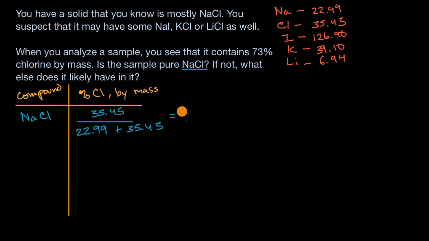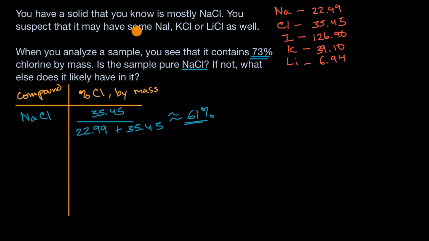And that's actually enough for us to go on, because if this is approximately 61%, we see that that's very different than 73%. So already it's very clear that to the first question, is the sample pure sodium chloride? No, it's not, because it has a different percentage of chlorine by mass than pure sodium chloride would. This would be what pure sodium chloride would look like. So it must have been mixed in with something that has a higher percentage of chlorine by mass.